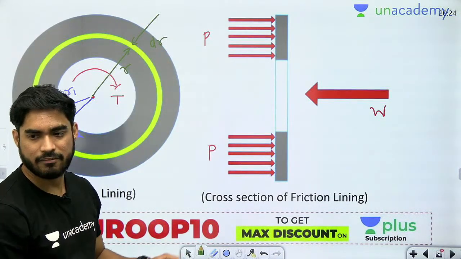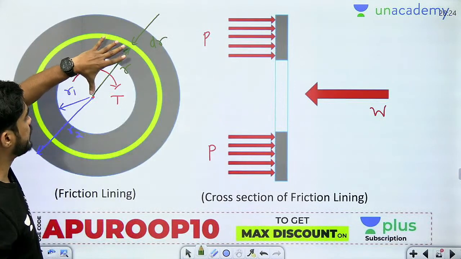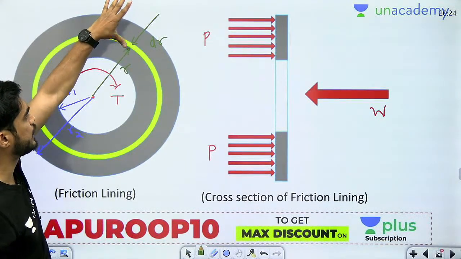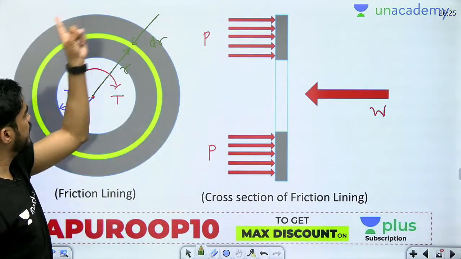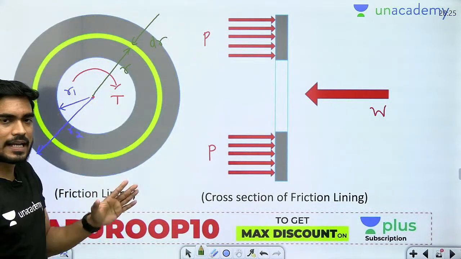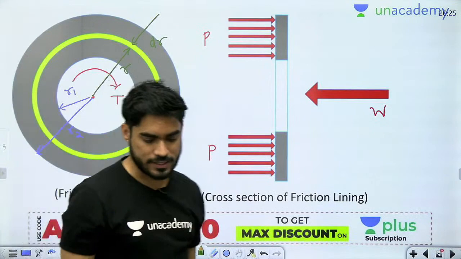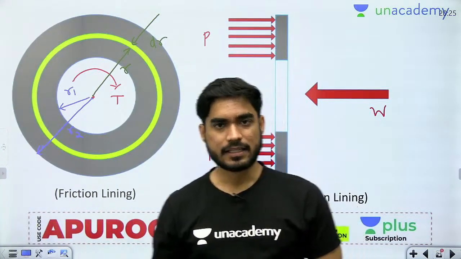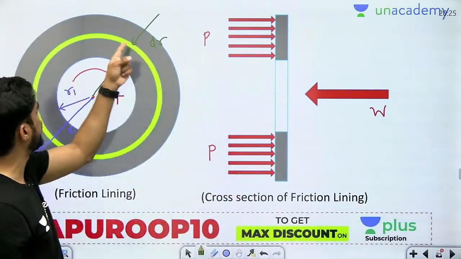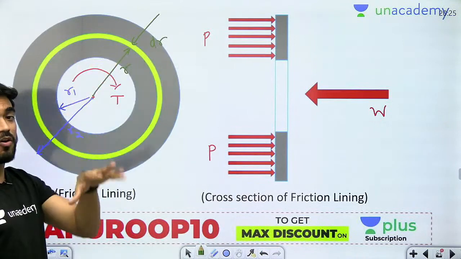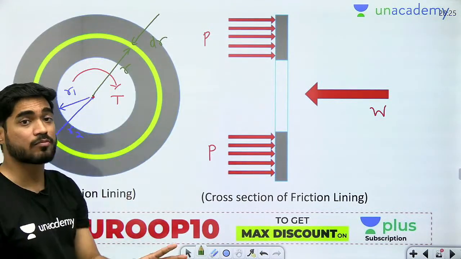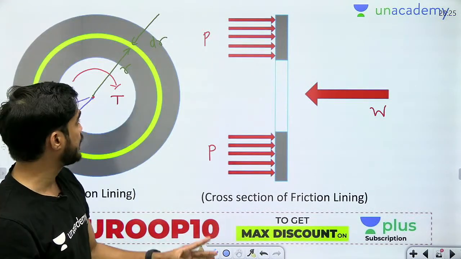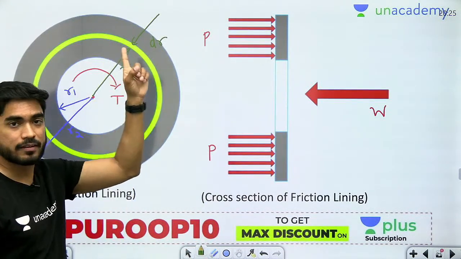Okay, I will consider a very small strip at a distance r from the center, and the thickness will be dr. Now, for this very small strip, can I assume that the pressure is almost constant? Yes, I can assume that. I can assume that pressure on this small strip is almost constant. So if the pressure on this small strip is almost constant, then I can do pressure into area, right?